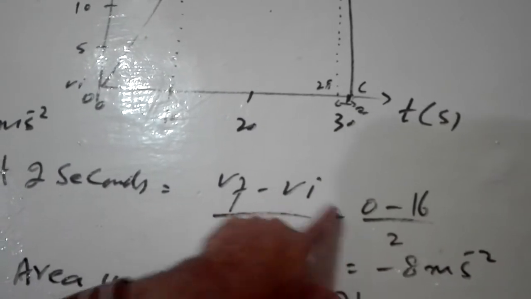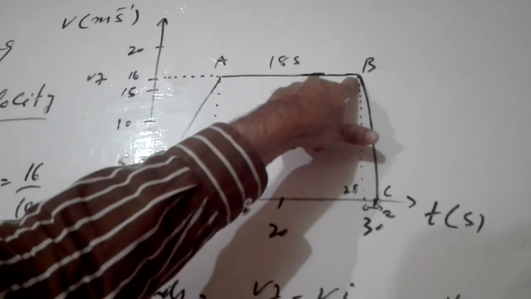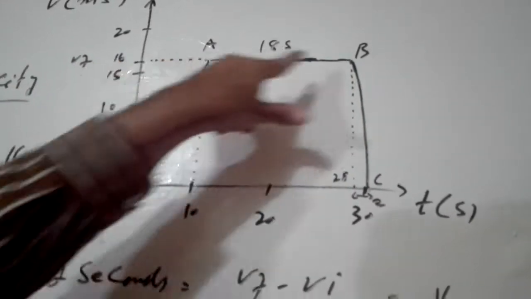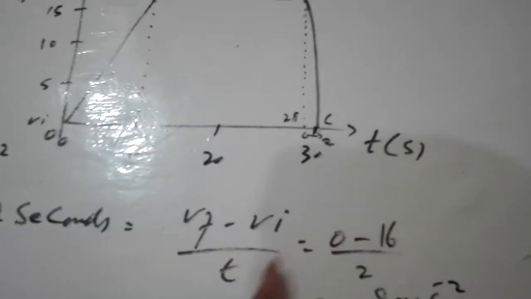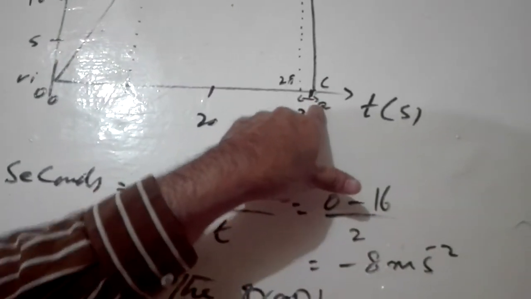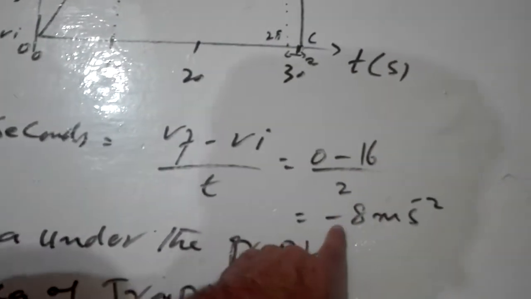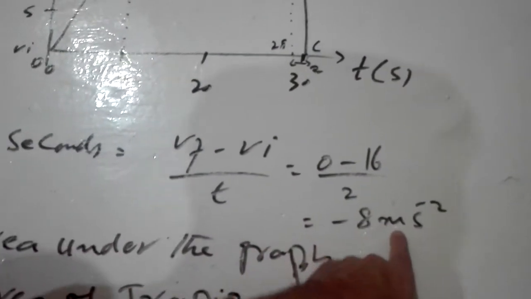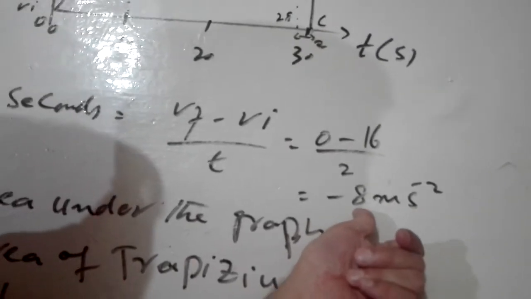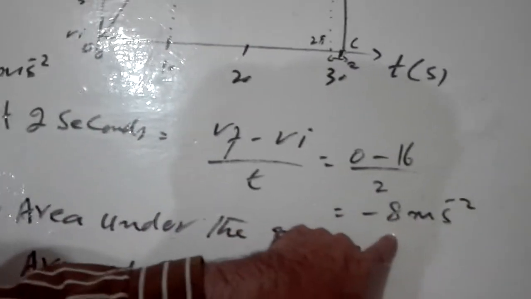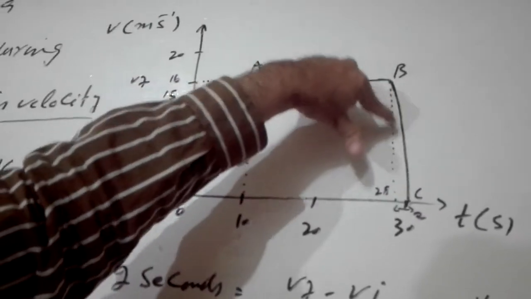And what is the initial value here? Here the initial value is 16, so I will put the value 16. And what is the time? He has asked you about 2 seconds, so put the 2. Now divide this minus 16 by 2. You will get minus 8 meter per second square. Now this is the acceleration. Actually, this is the negative acceleration we have found here, because you can also notice the speed is decreasing.